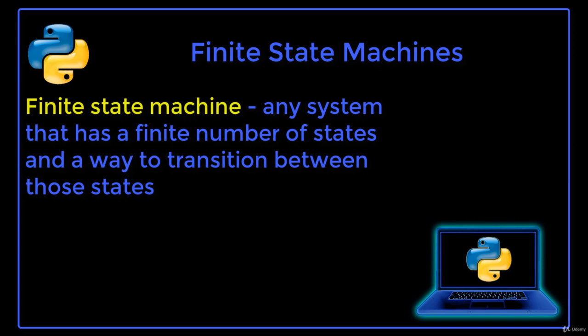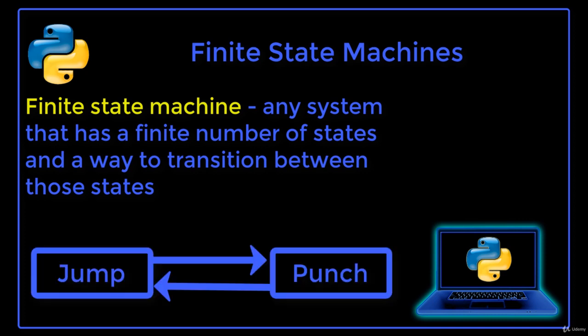For now, we will see how to set up a finite state machine that lets Sonic move between two states, jump and punch. We can visualize our state machine like this. There is a jump state and a punch state. There is a way to transition from the jump state to the punch state, as well as a way to transition from the punch state to the jump state.